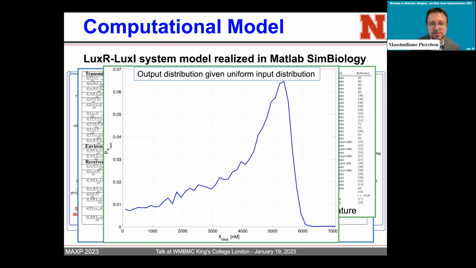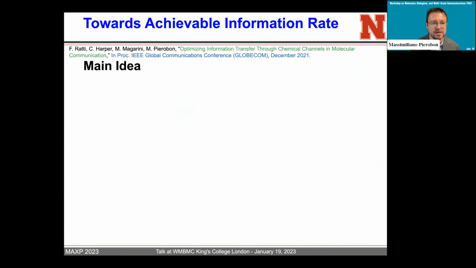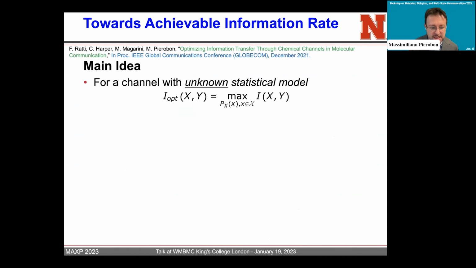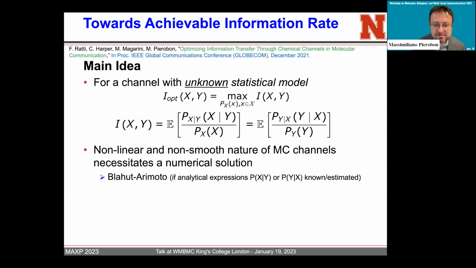We found out that the output distribution given a uniform input distribution of the channel is actually nonlinear. And we observe a part of linearity here, and then a saturation. So the main idea was to study the achievable information rate of this system, taking into account that it's nonlinear, not smooth, and we don't have an analytical solution. There are many ways to study such a channel. For example, the Blahut-Arimoto algorithm is one way to estimate analytical expressions out of simulation-based or anyway data about input-output of the channel.